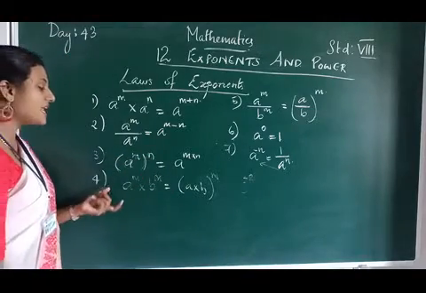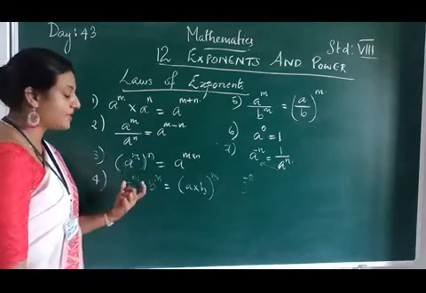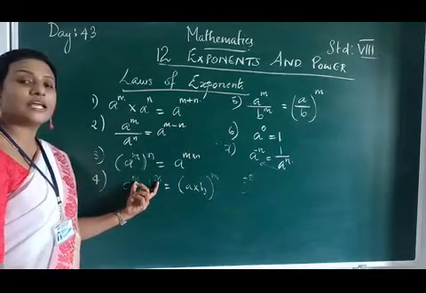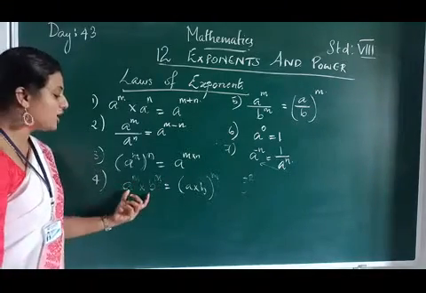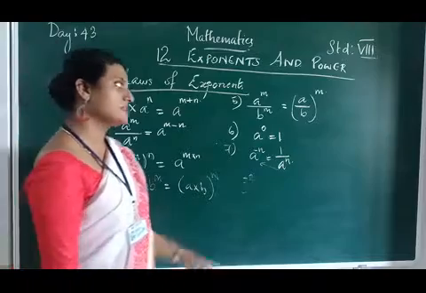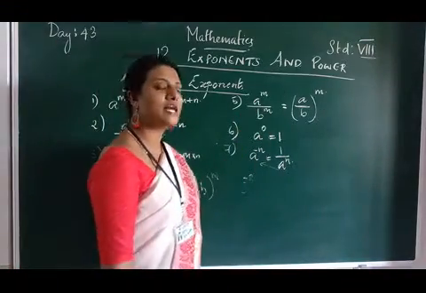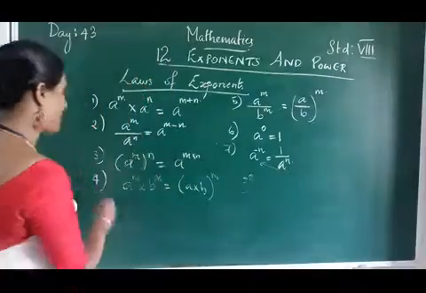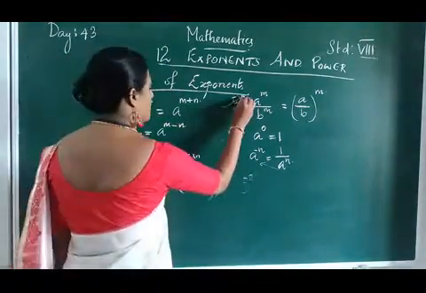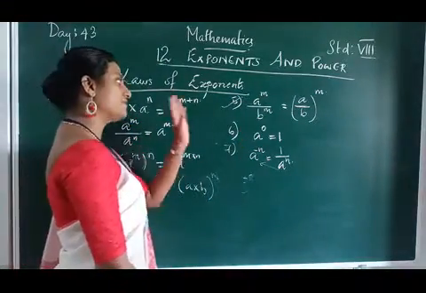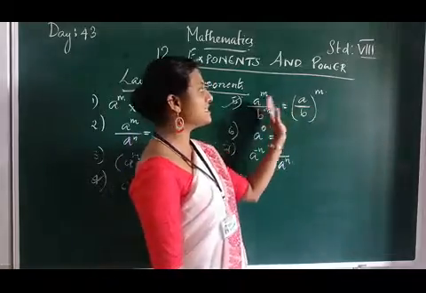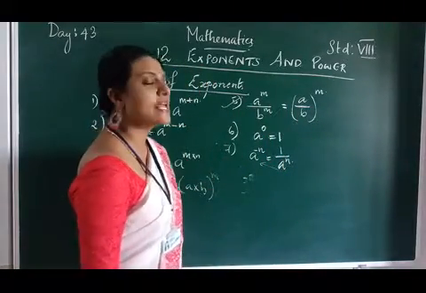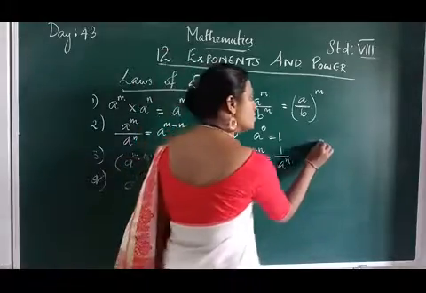Next one, A raised to m into B raised to m. Here the power is common. The same powers came, so you can take out that power. A into B the whole raised to m. Same like A raised to m by B raised to m is equal to A by B the whole raised to m. This fourth one and fifth one are important because you have to study both the LHS and the RHS. Should be thorough.